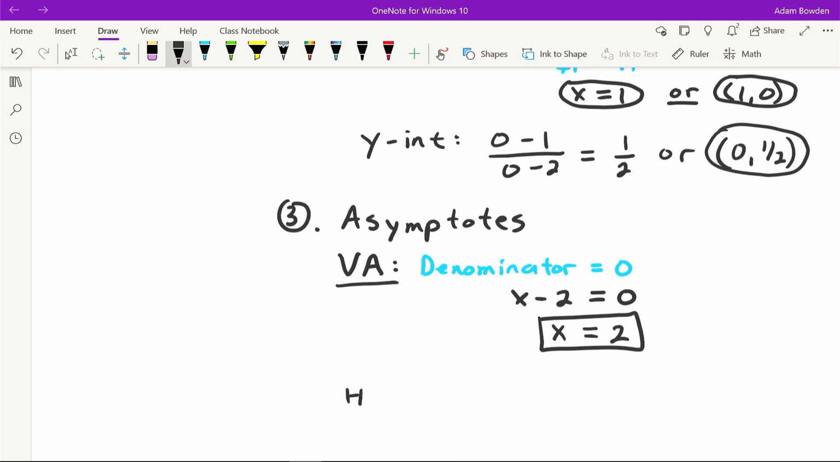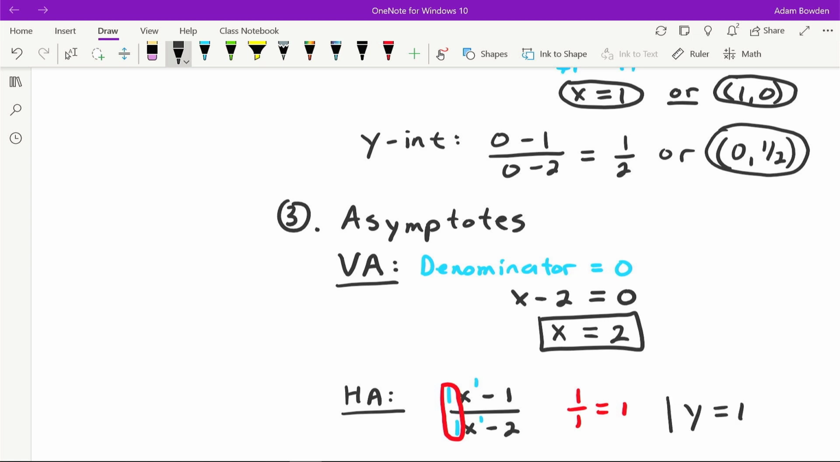We also have the horizontal asymptotes, and for horizontal asymptotes, we divide the leading coefficients of numerator and denominator when the degree is the same on top and bottom. In this case, the degree on top and bottom is both x to the first power, so we can just divide the leading coefficients here. Both of them are 1s. 1 divided by 1 is 1, so we say y equals 1 is the equation of the horizontal asymptote.